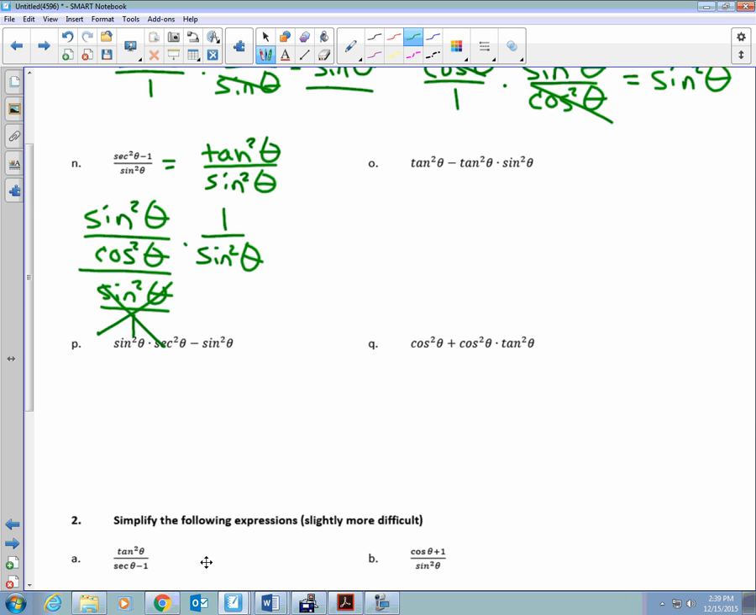What happens? Sine squareds cancel, leaving you with, hey, that looks a lot better than it did at the beginning, but I know that 1 over cosine is equal to something. Secant. So 1 over cosine squared is secant squared.